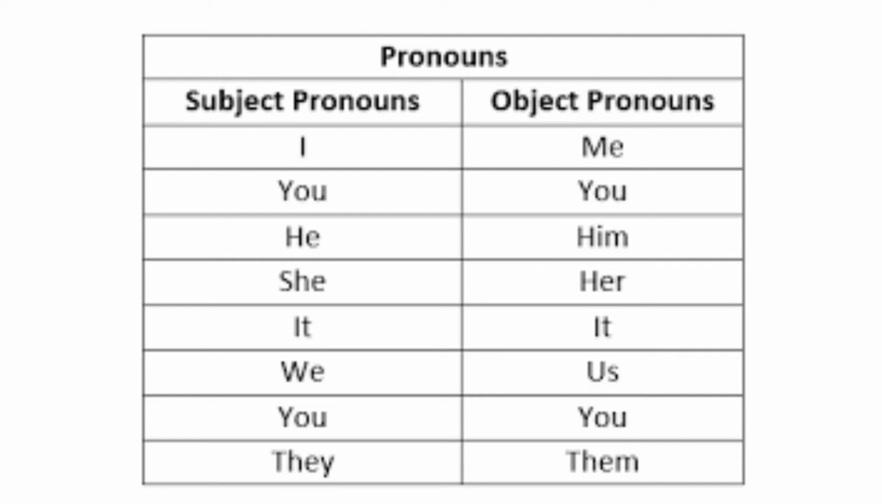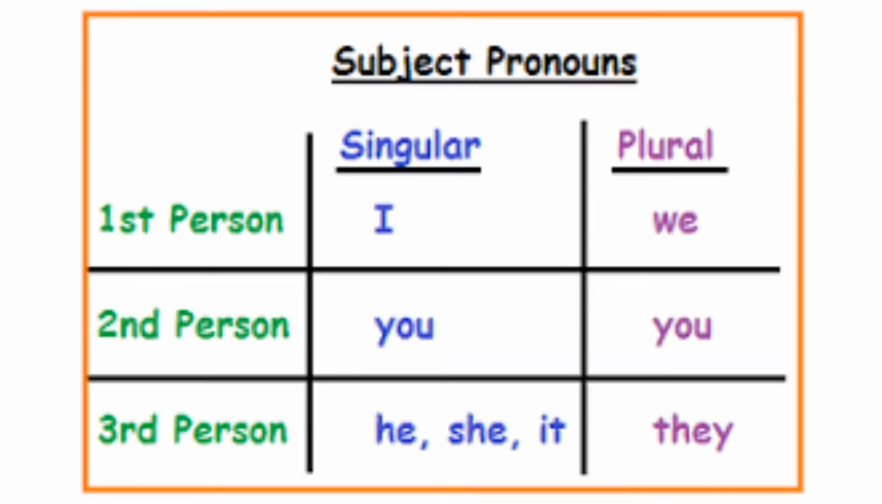There are three persons of personal pronouns and each has a singular and plural form. First person, second person, third person. First person singular I, plural we. Second person singular you, plural you. Third person singular he, she, it, and plural they.